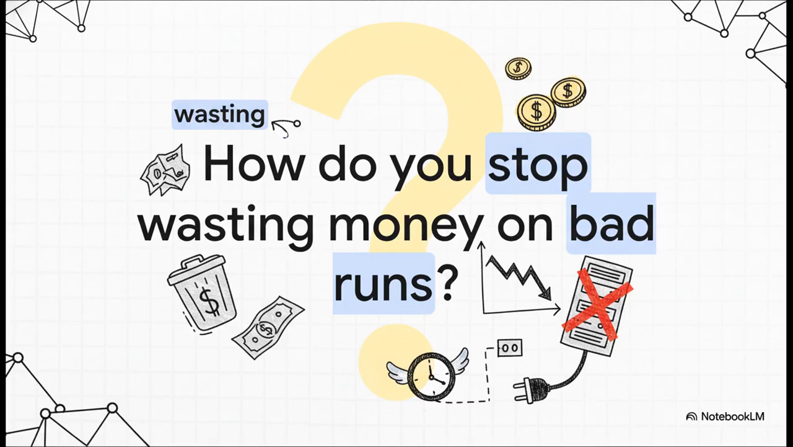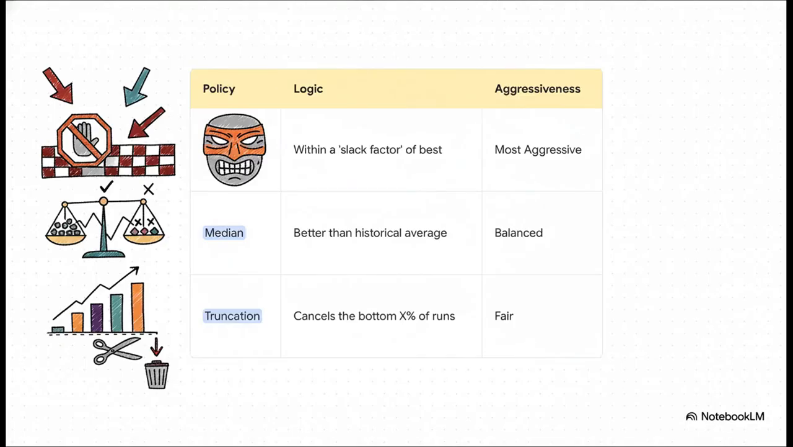You need a policy in place to automatically pull the plug on the bad ones. And for that, you've got a few options. First is the bandit policy. This one is super aggressive. It'll stop any run that isn't within a certain margin of the best performing runs so far.